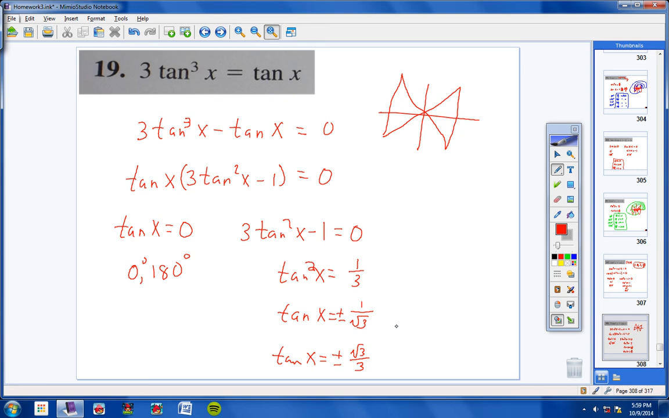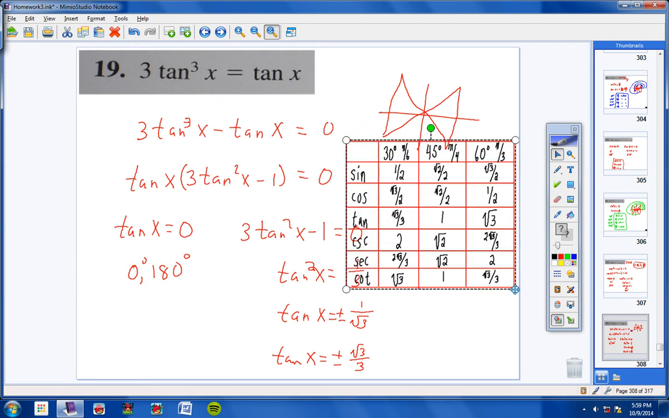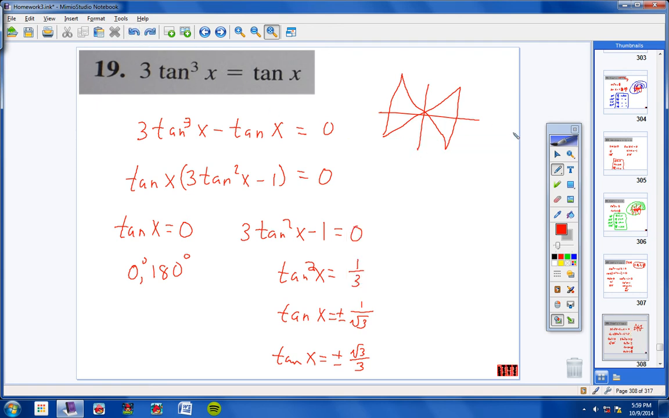Now we're probably going to need our table here. So here's our table. And let's see, tangent square root of 3 over 3. Here it is right here. The tangent of 30 is square root of 3 over 3, okay? So students, I'm going to put a 30 here, 30 here, 30 here, and 30 here. Or if you want to put pi over 6, that's fine.